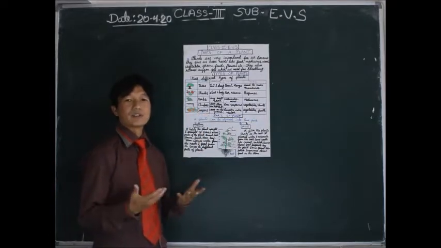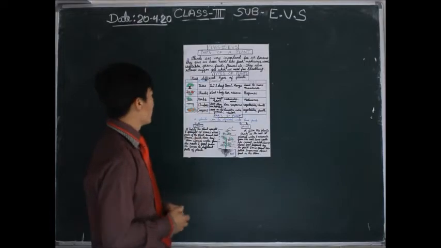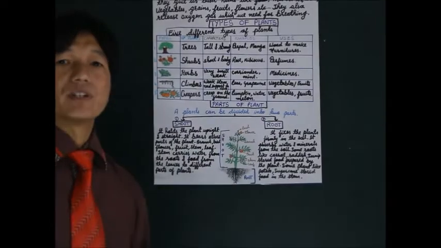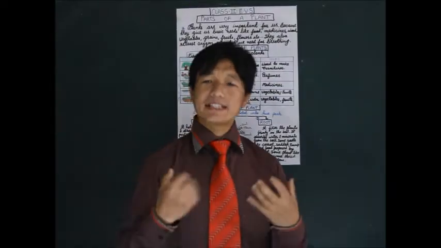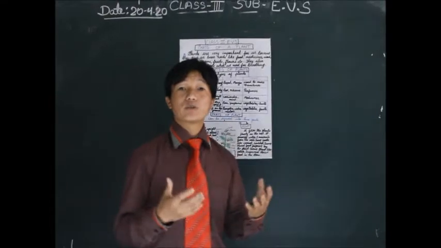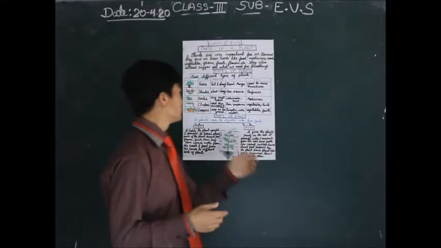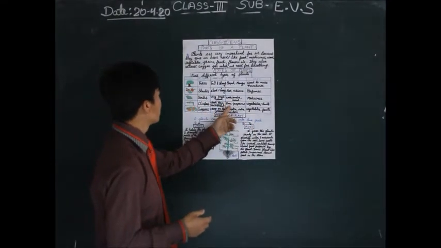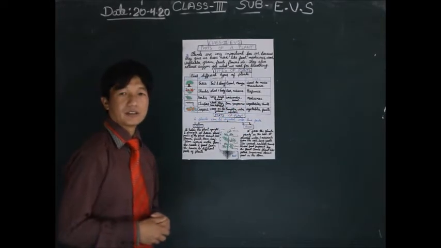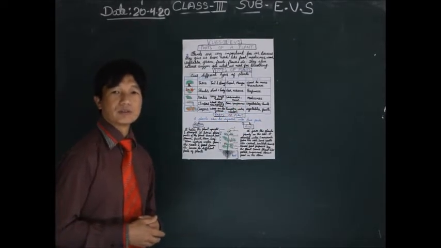So what are climbers? Climbers have very weak stems and need support to climb up, like peas, grapevine, etc. So they need support to climb up.